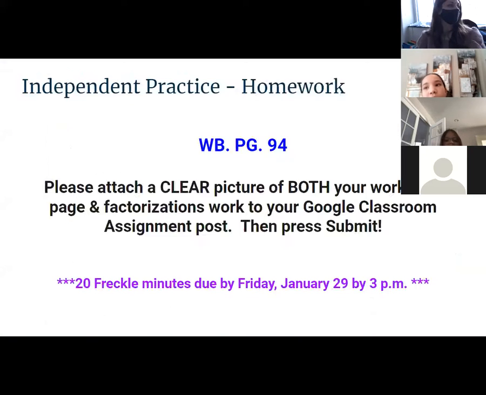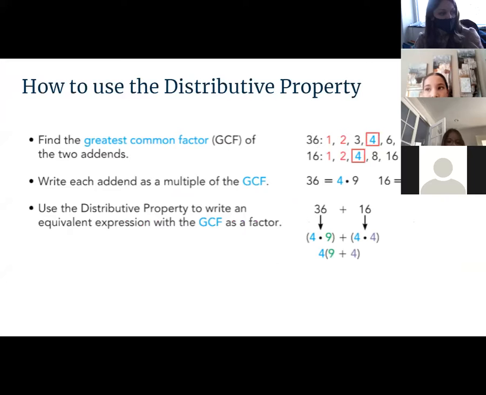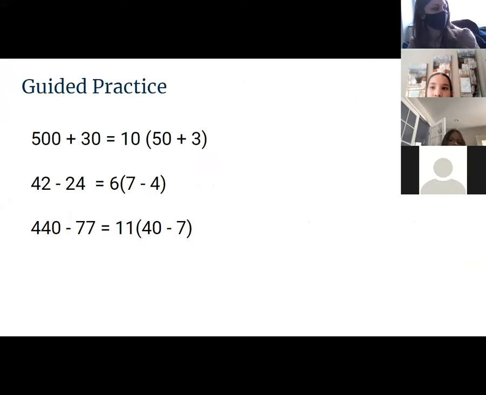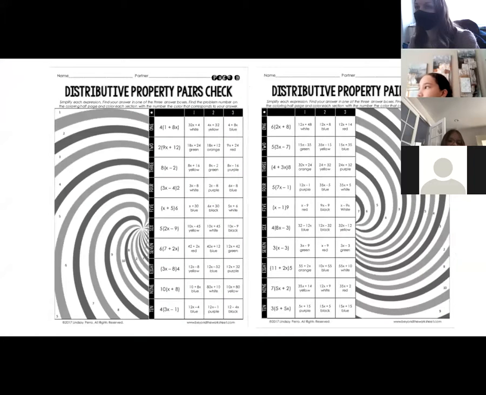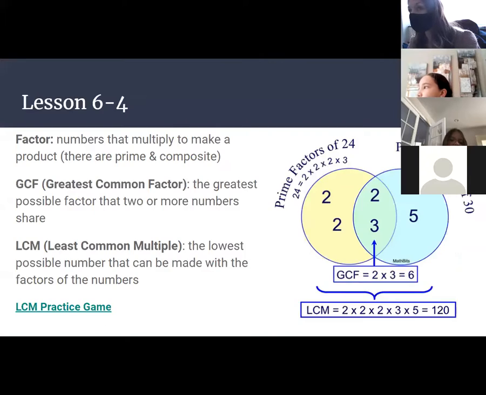So when we are talking about greatest common factor, you're comparing what they have in common with each other, right? And we did that last week when we worked on distributive property.